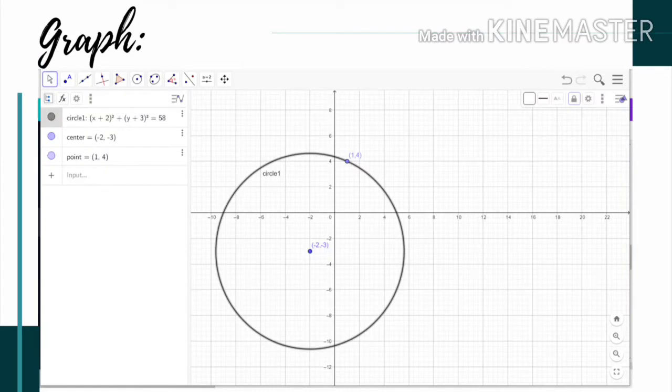So there you go. The standard form of the equation of our circle now is x plus 2 quantity squared plus y plus 3 quantity squared is equal to the r squared, which is 58. So there you have it. I've used here the GeoGebra app in graphing our circle. So we have the center, which is negative 2, negative 3, and we have a point on the circle, which is 1, 4.